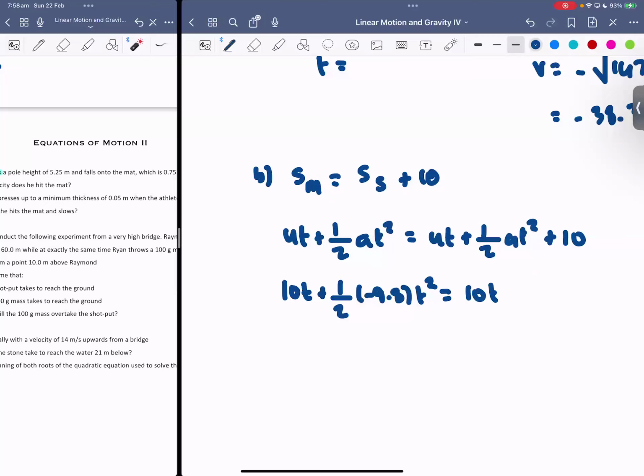This here is 0. I hope everyone realizes for this one, ut is 0. The shot put's initial velocity was 0, so this bit just becomes 0. So we don't even worry about that. 0t plus half at squared plus 10.